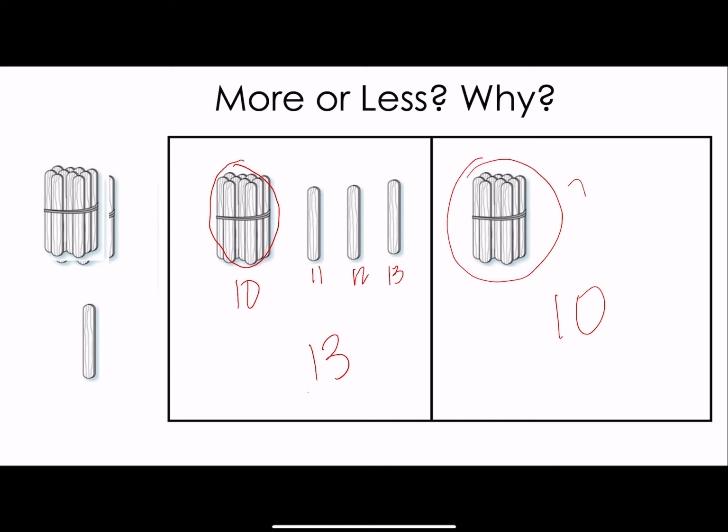Well, they both have a group of 10, which we see here. We then have that this one has 3 1 popsicles, which you see here, and this one doesn't have any. So we would say that 13 is more than 10. Why? Because 13 has 3 1s and 10 doesn't have any. Let's continue to review.